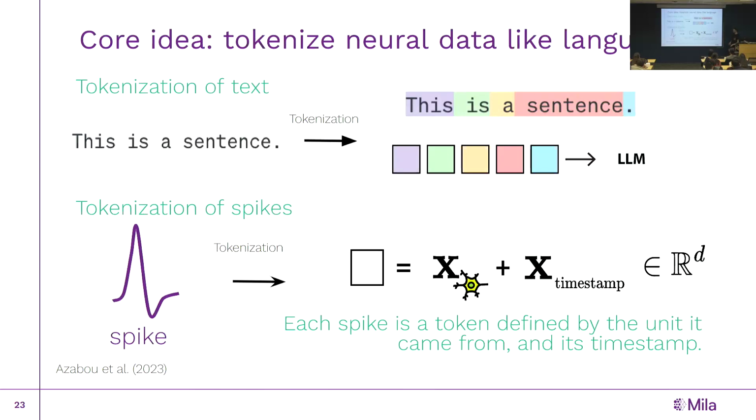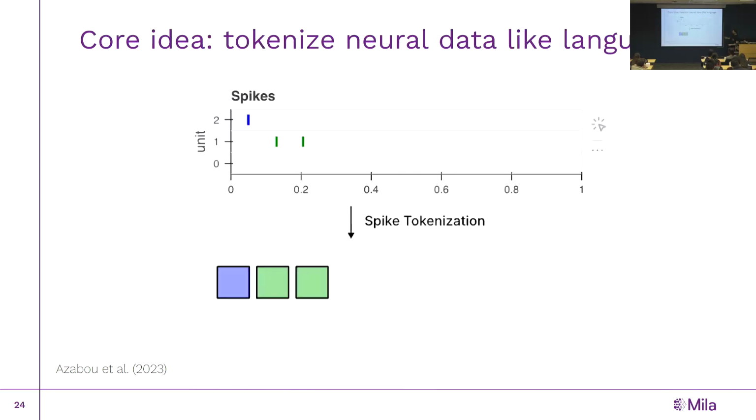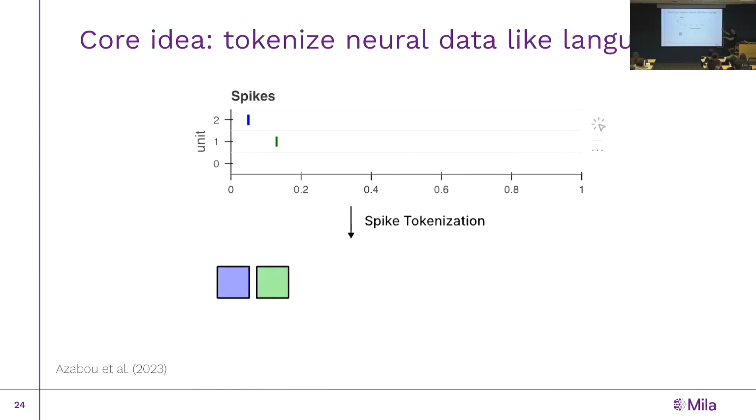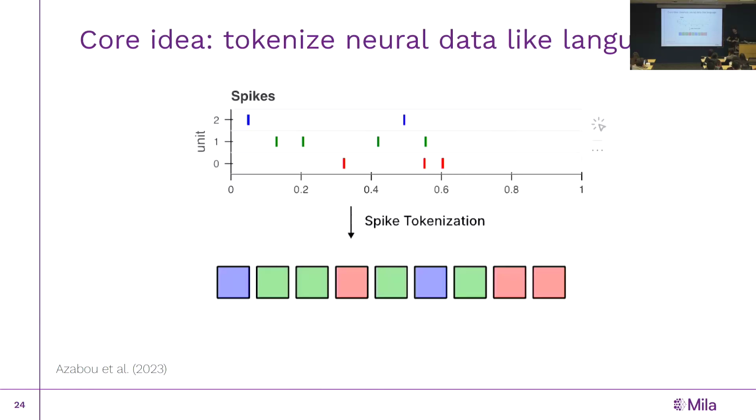It does work. So here's an illustration of the process. Every spike receives a token. And note that now it doesn't matter if you've got different neurons in different data sets, because I don't need a set of channels that have to be the same across data sets. Every spike I receive, I just generate a new token. This is a spike from this unit in this recording. It occurred at this time. That's it. And then you feed a sequence of tokens into your neural network.